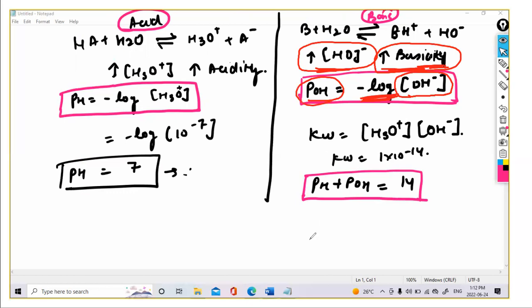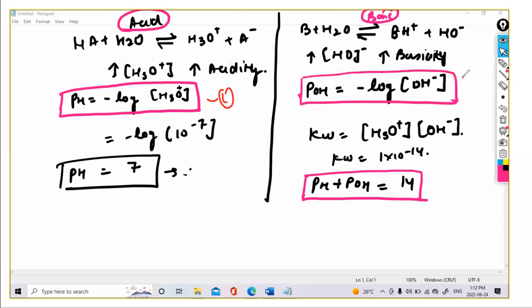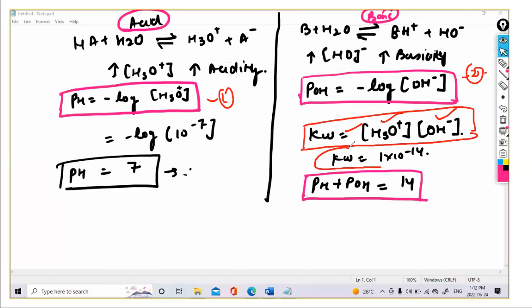And what other formula? So this is one formula. This is the second formula you want to pay attention to. This formula we already did in the previous slide. Kw is equal to the concentration of H3O positive times OH negative, and Kw at room temperature is 1 into 10 to the power minus 14. So this is the third formula I will write here.